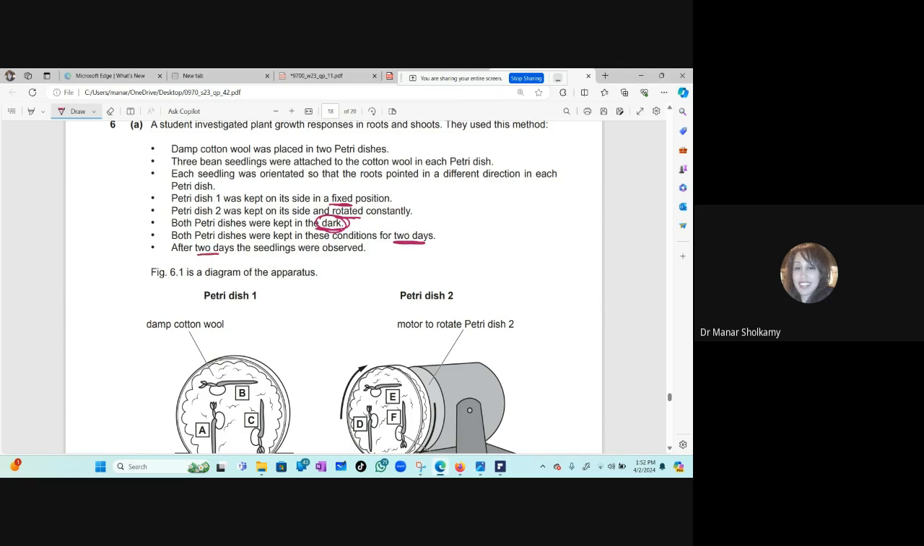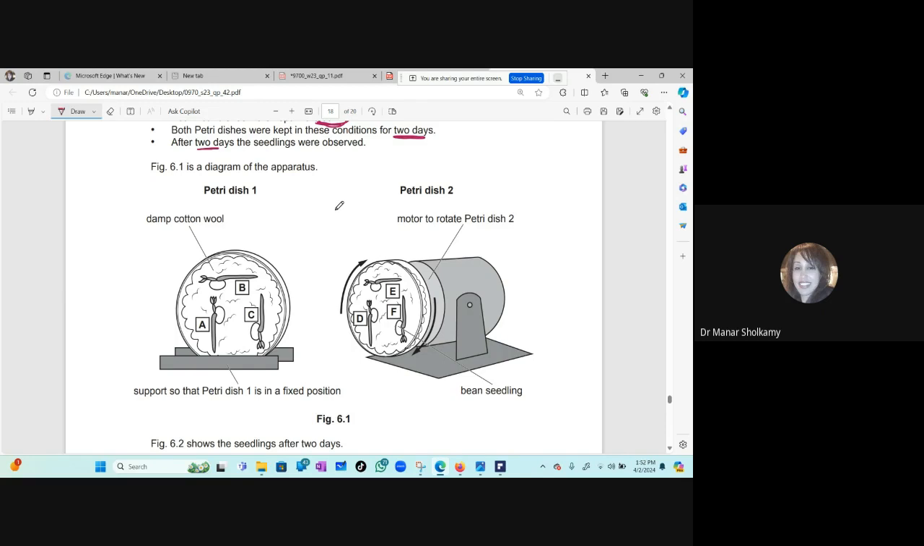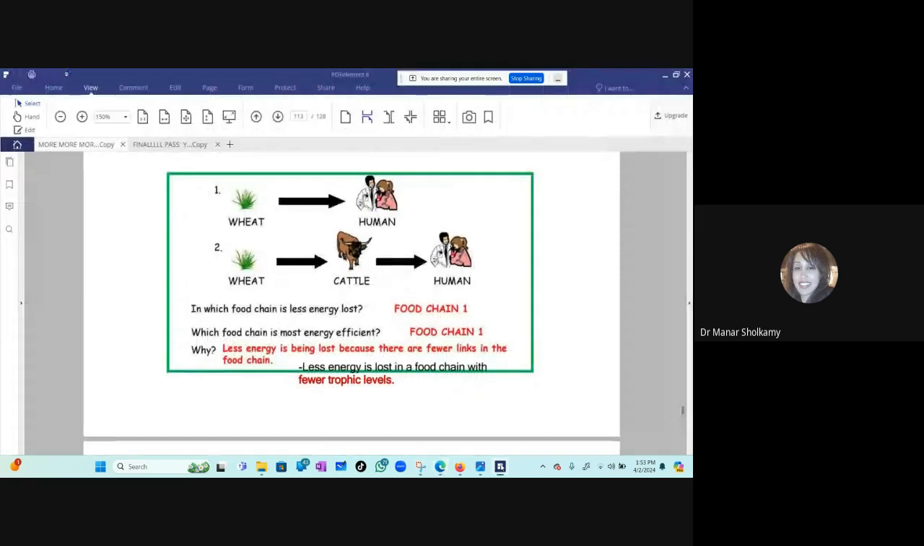After 2 days, the seedlings were observed. Now we have this picture exactly as it is, and we took it before. So this is petri dish 1. This is stationary, it is fixed. And this is petri dish 2, and it is moving. This is rotating. What is this device called, the rotating device? The clinostat. The clinostat keeps on moving and moving in these experiments.